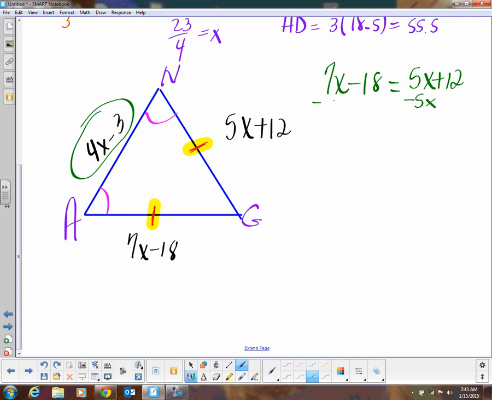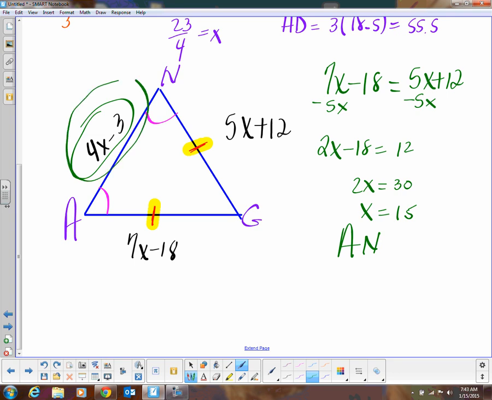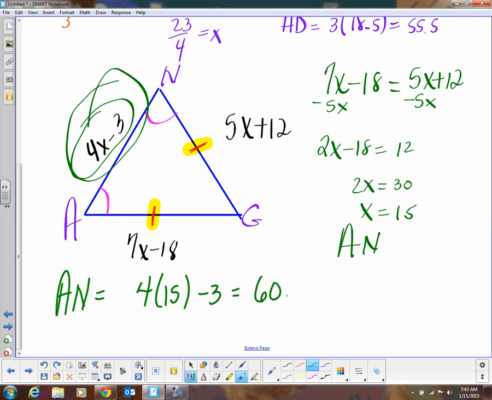So we got minus 5x minus 5x, so you've got 2x minus 18 equals 12. Add your 18, you get 30. Divide by 2, you get 15. But I didn't ask for x. I asked for the measure. What did I ask? I asked for AN. How will I find AN? So we're going to say 4 times my x minus 3. 4 15s are 60, minus 3 is 57.